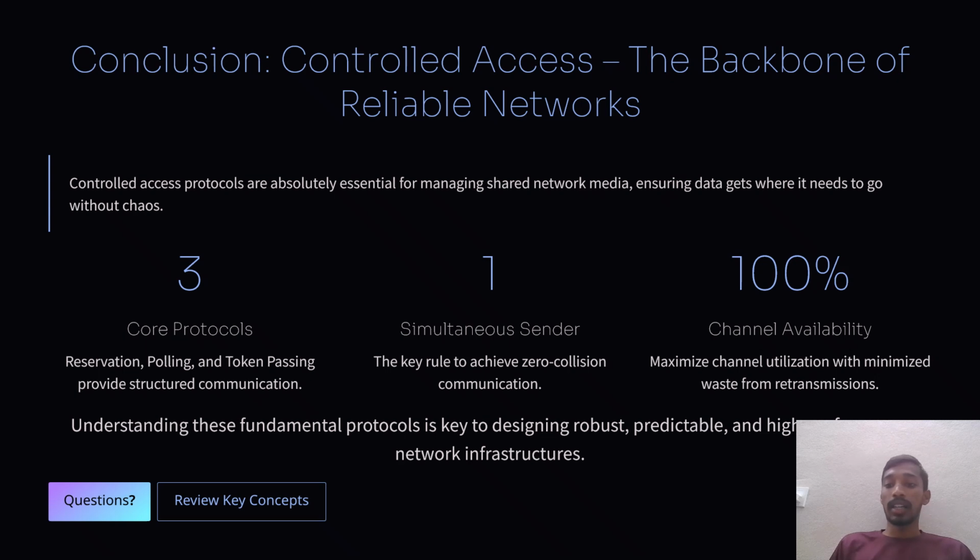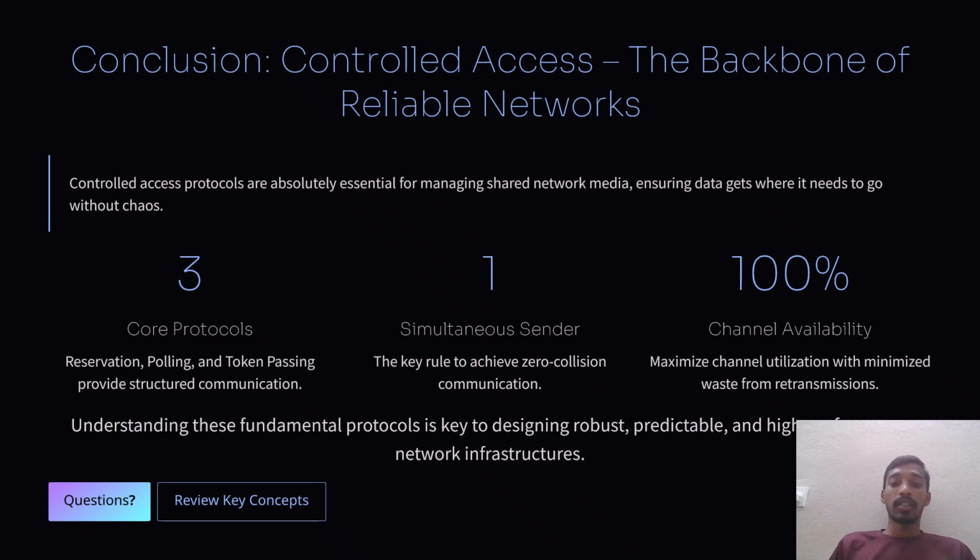The first key point is channel availability. Controlled access is the backbone of reliable networks, and channel availability is 100 percent. The maximum channel is available for networking, such as Wi-Fi signals. The shared channels carry the network signals. The maximum channels are utilized by devices like mobile phones and laptops, with no wastage on retransmissions.